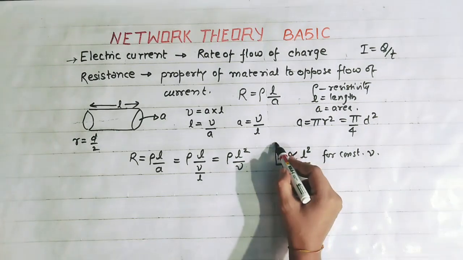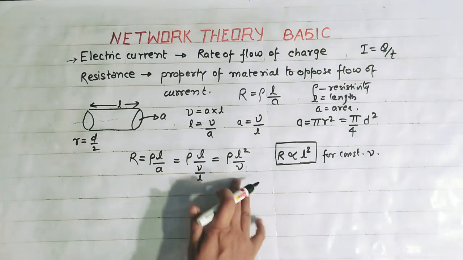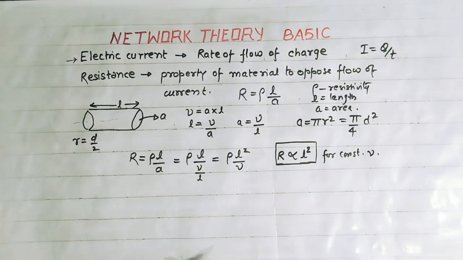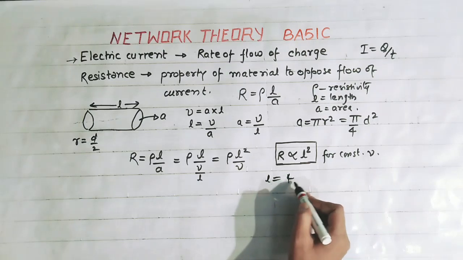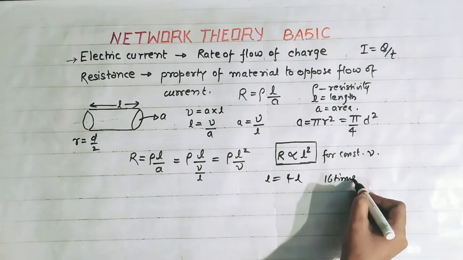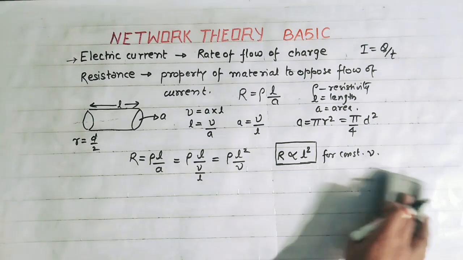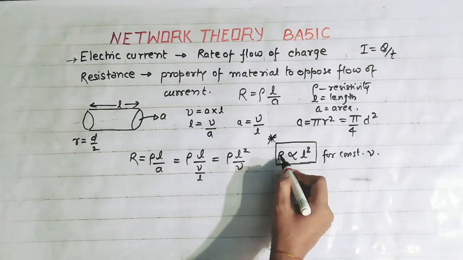This is a very basic formula and you must remember this, because questions are asked like that. Suppose the length of the conductor becomes 4 times and volume is constant and resistivity is already constant. Now what is the new resistance? You simply have to take it as, suppose length has changed to 4, becomes 4L. In this case resistance will become 16 times. This is very important, because direct questions have been asked in various exams from this formula.